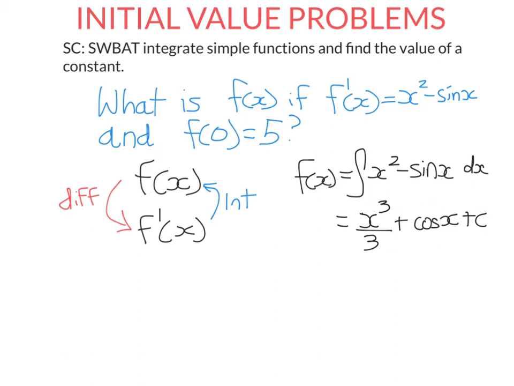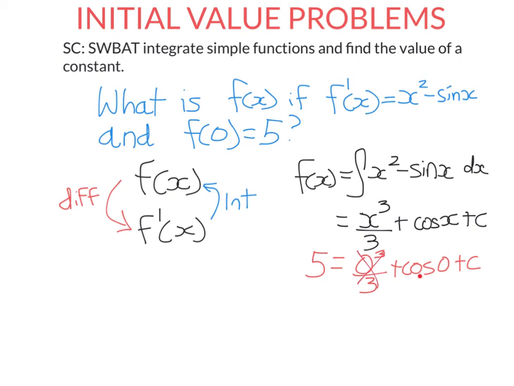Now we can find what the value of the constant needs to be from this information here. This is saying when x is equal to 0, the value of the function is equal to 5. So I'm going to take this function, change x to 0, and that should give me 5. I get 5 equals x cubed over 3 plus cos of x plus c. Now, obviously 0 cubed over 3 is just 0, so I can ignore it.